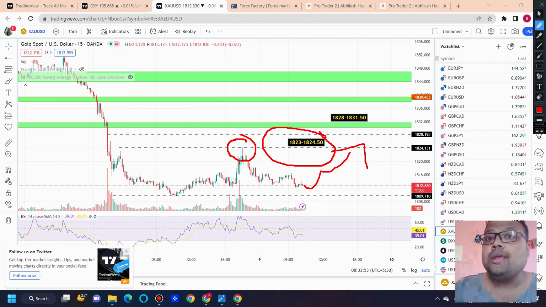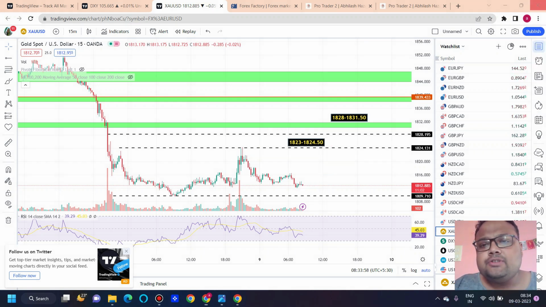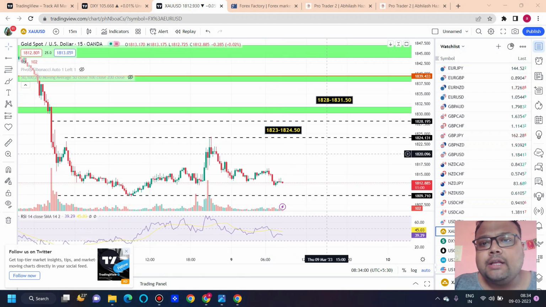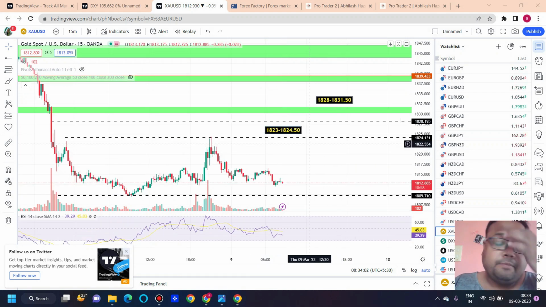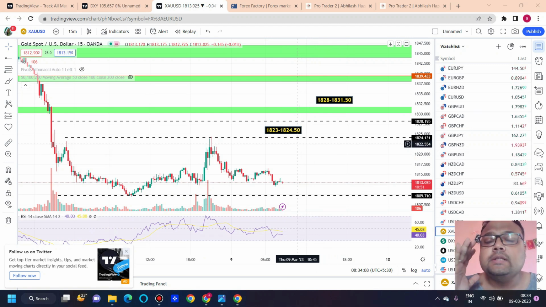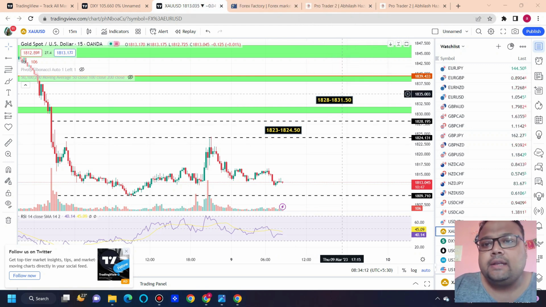So you need to take your decisions wisely. If you see price rejection from above, if you see the market showing patterns like a bearish engulfing pattern or shooting star, only go for a sell position. In case the market breaks it, don't need to do anything. Just wait for the market to hit the next resistance of 1828 to 1831.50.